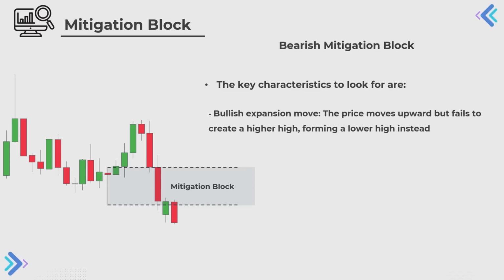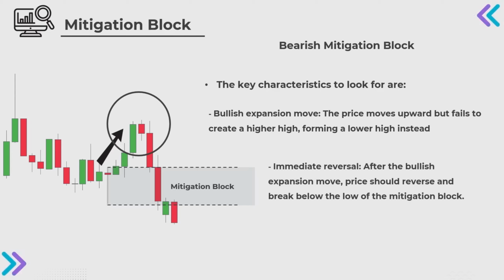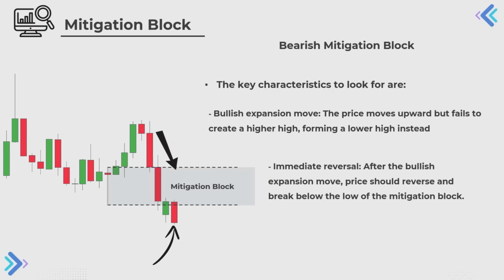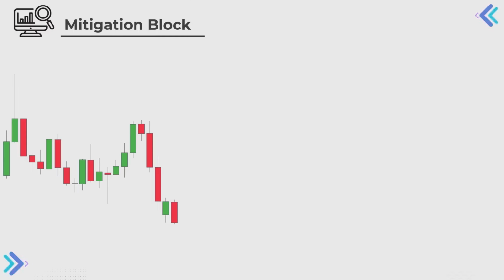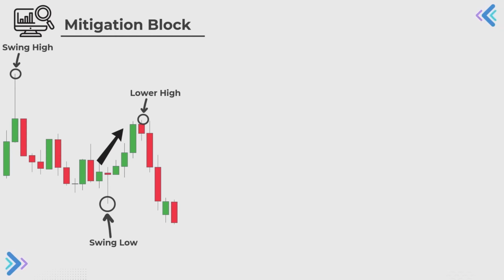In a bearish scenario, a mitigation block is identified by locating the last up-close candle or series of successive buying candles that form before an impulsive bullish expansion that fails to create a new higher high. This area represents a bearish mitigation block. The key characteristics to look for are a bullish expansion move. The price moves upward, but fails to create a higher high, forming a lower high instead. Then an immediate reversal. After the bullish expansion move, price should reverse and break below the low of the mitigation block. And the exact opposite happens in the bullish scenario.